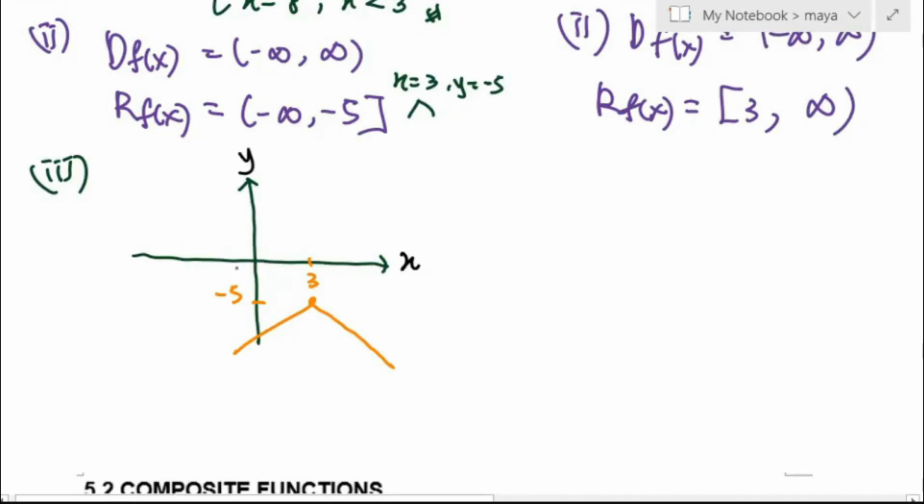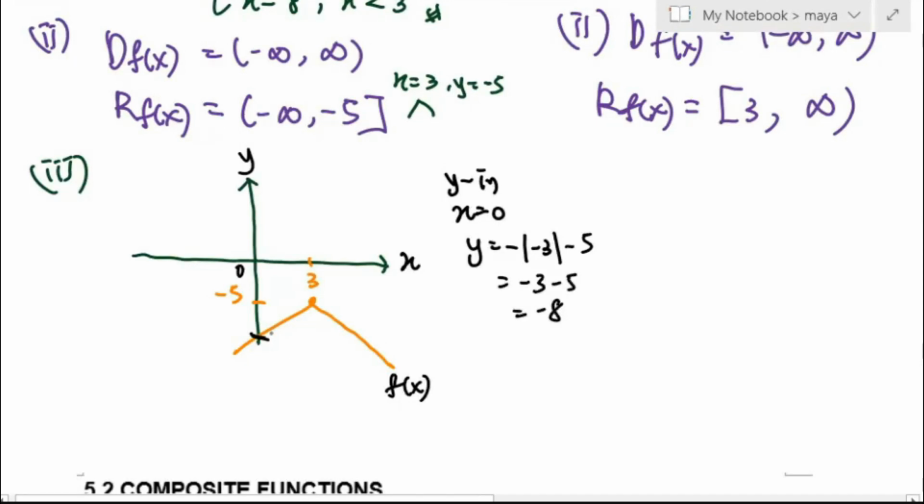Lastly, label x, y, 0, f(x). And what is the intercept here? For the y-intercept, we let x equal to 0. So when we let x equal to 0, it will be negative modulus negative 3, minus 5. Simplify, it will be negative 3 minus 5. So it will be negative 8. Then we will go for question B.